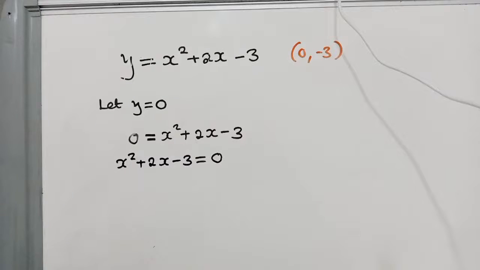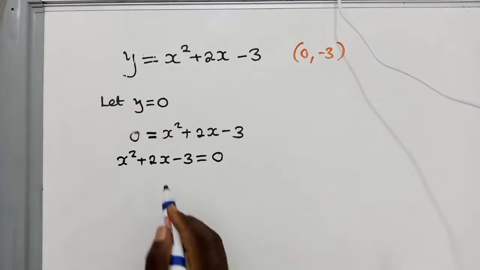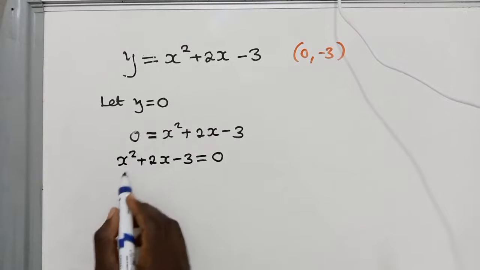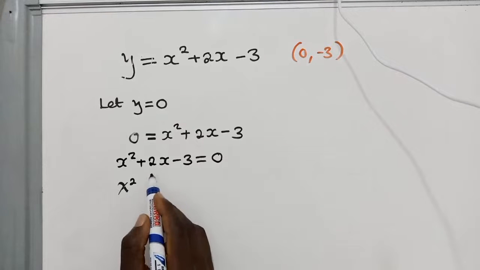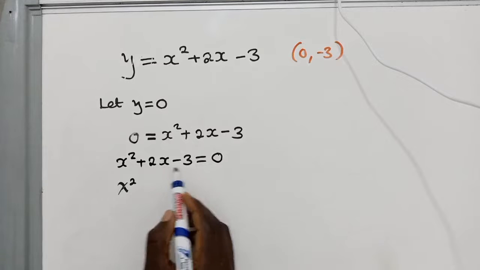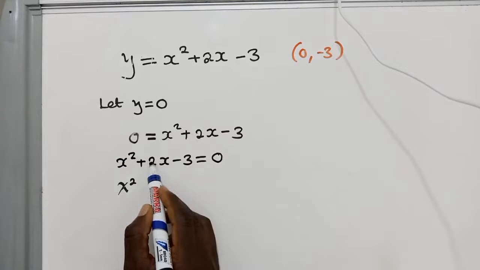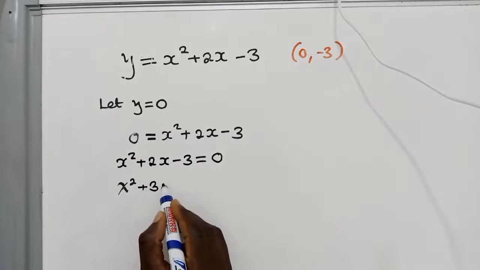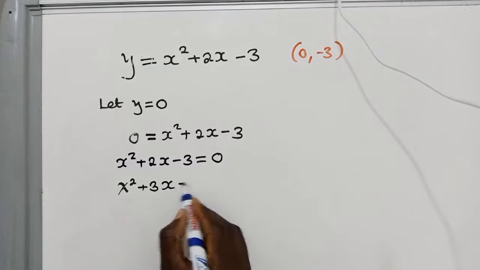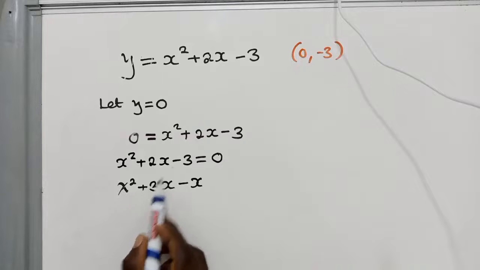If you have an idea of solving the quadratic equation, you simply find the factors, okay? Two numbers such that when you multiply them, they give you -3, and when you add them, they give you 2. And these numbers are 3 and 1. So these numbers are 3 and 1.